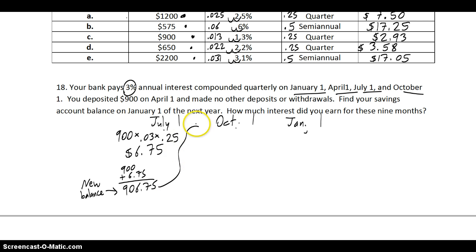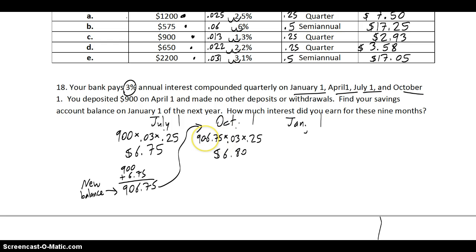That means when we get to October 1st and they go to calculate our interest again, instead of 900, now it's 906.75. So this works to our advantage because now we have a little extra money. That's the only thing that changes. The rate is still the same. The quarterly is still the same. So now you're going to multiply this out. And I think when you do, you get 6.80 this time. Notice the interest has gone up a little bit.